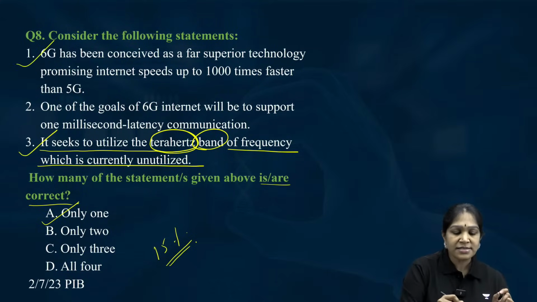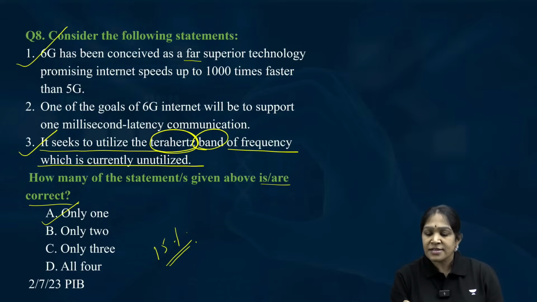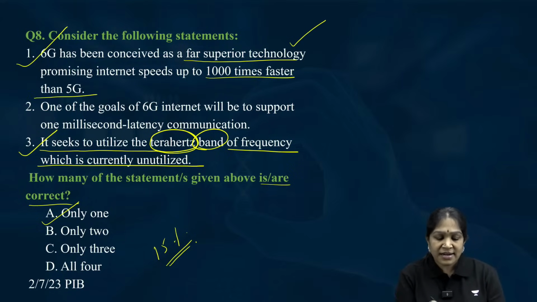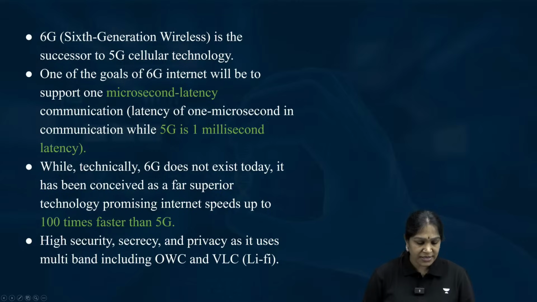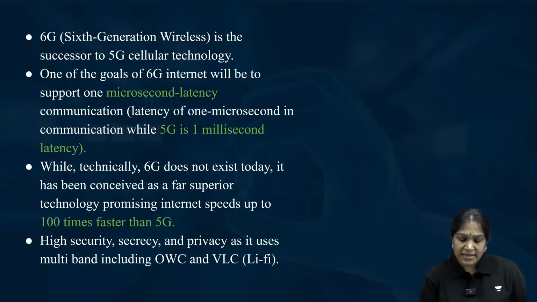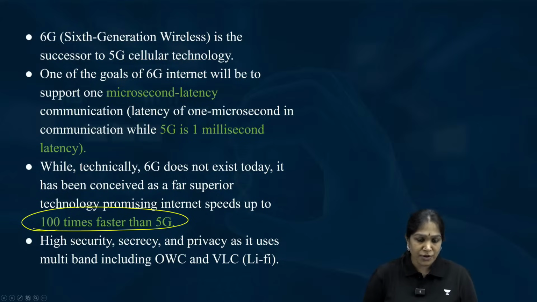Okay. Now let us check this statement. It has been conceived as far superior technology. Correct. 1000 times faster than 5G. Not correct. Not 1000 times faster. It is 100 times faster. That is where it is wrong.